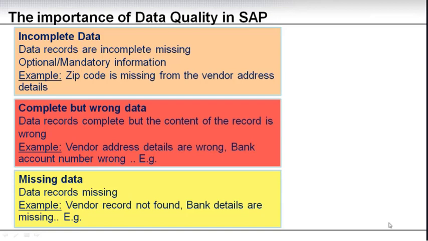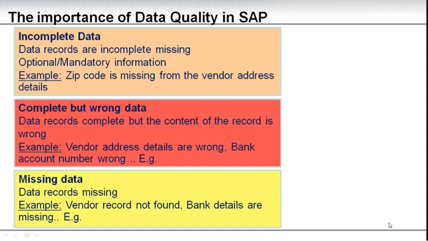Then finally you can have data that is missing. So here we are not talking about a record which is wrong or contain incorrect data, but the entire record is missing. Example, the vendor is not created. The bank details for the vendor is not created or missing. So this is some of the most common data quality issues.